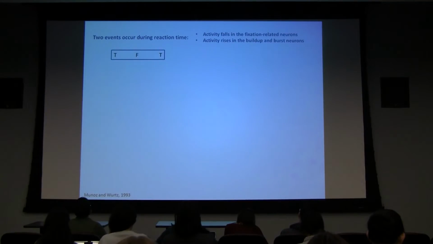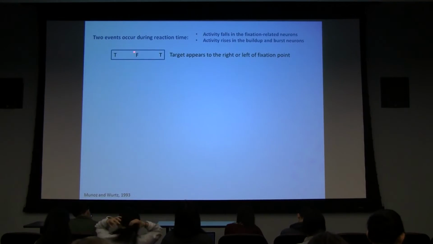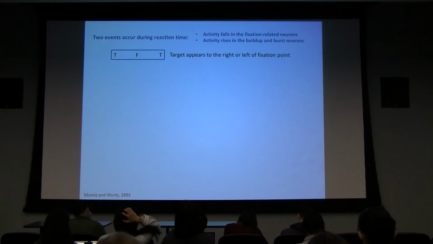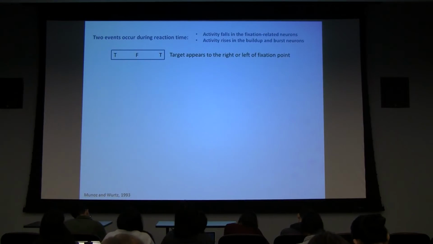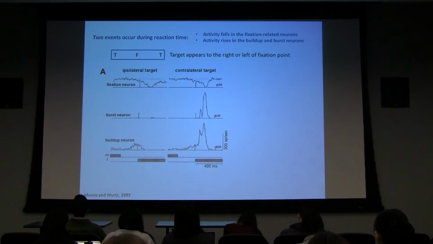So here's our scenario. You're looking at F, the fixation. The target can appear to the right or to the left, and you don't know where, but you know that it always appears either to the right or to the left. So you're waiting for one to appear over here or over there. It's going to appear either to one side or the other. So let's see what happens.